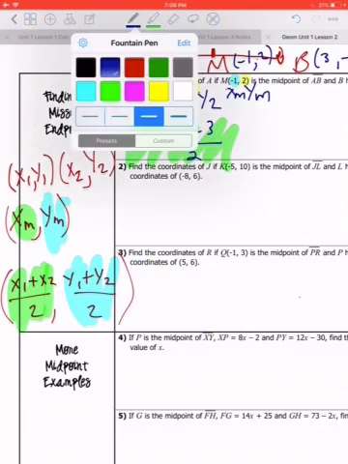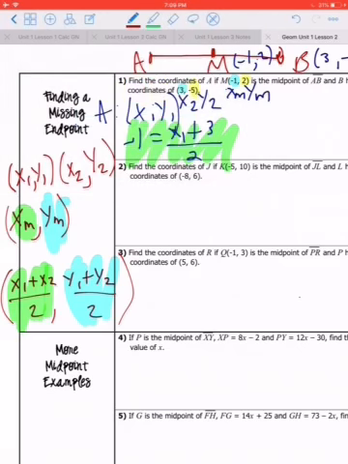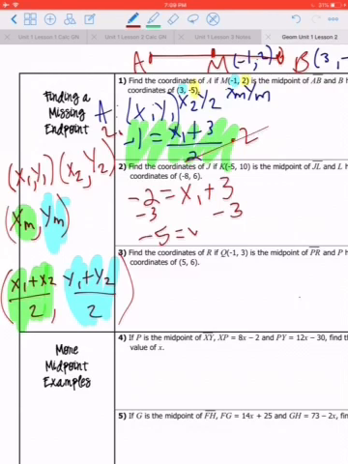Alright, so now this just becomes an equation to solve. I'm going to times 2 to both sides. So I'm going to get negative 2 equals x1 plus 3. Okay? And then I'm going to subtract 3. So negative 5 is x1. Okay, and that's the value of A's x coordinate. Alright?